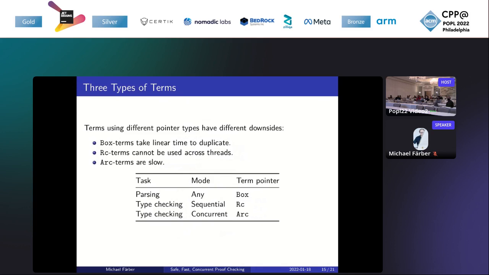Despite these shortcomings, it turns out that for each of these term types there is a corresponding task where they nicely fit. For parsing, we can use box terms because we never duplicate terms during parsing. For type checking, we can use RC terms or arc terms, depending on whether we do sequential or concurrent type checking.